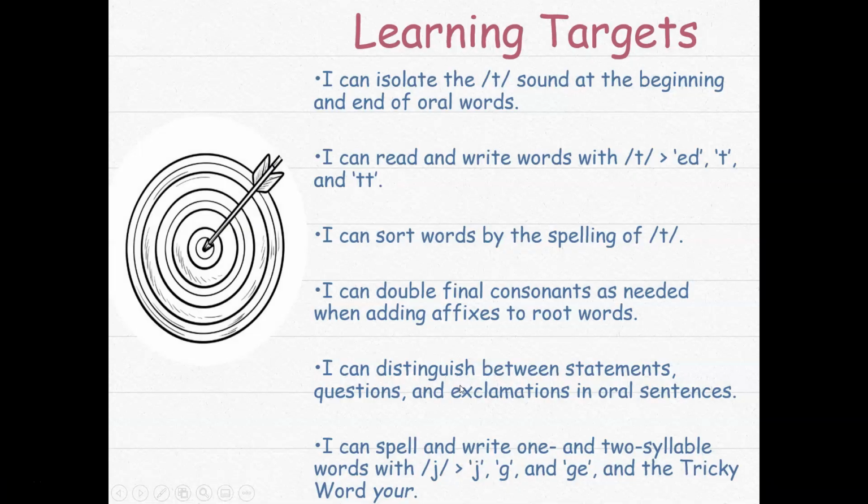Throughout today's lesson, we're going to see these learning targets. I can isolate the t sound at the beginning and end of oral words. I can read and write words with t spelled ed, t, and tt. I can sort words by the spelling of t. I can double final consonants as needed when adding affixes to root words. I can distinguish between statements, questions, and exclamations in oral sentences.